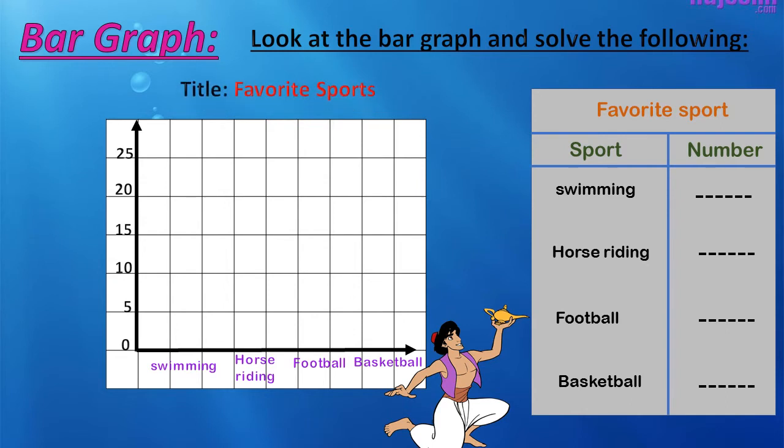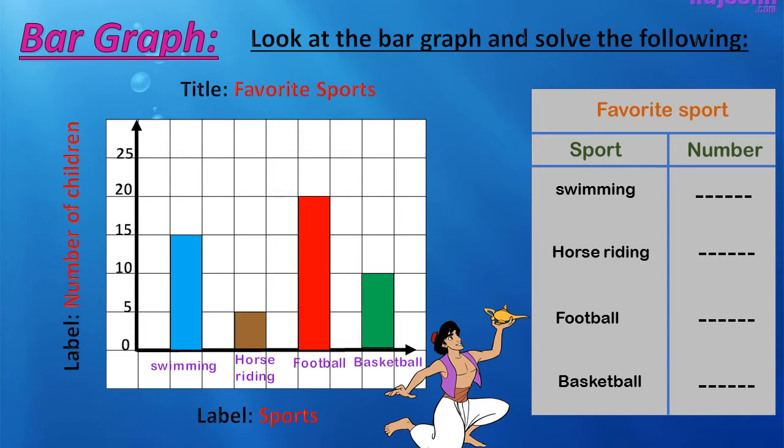As you see here in this bar graph, I have a table which contains some information, and on the other side we can find a graph sheet which has two axes. The horizontal axis represents the type of sports, and the vertical axis represents the number of children.